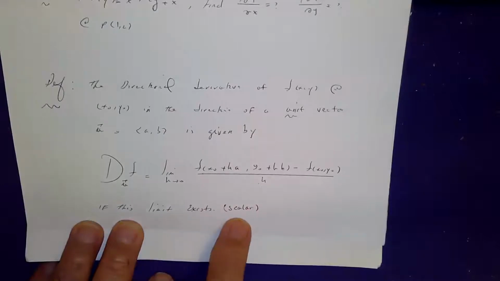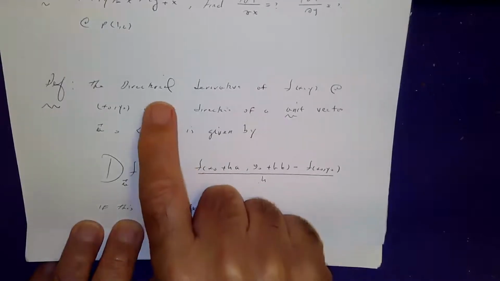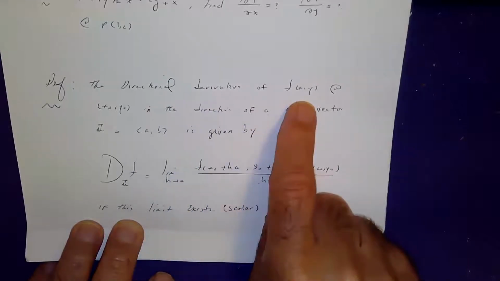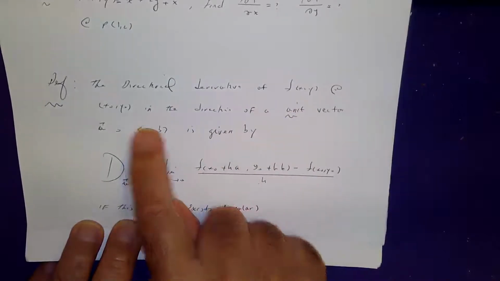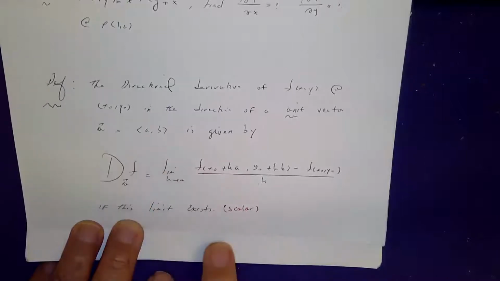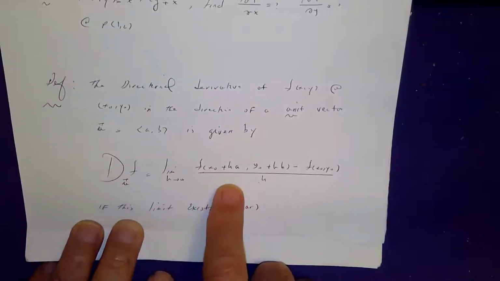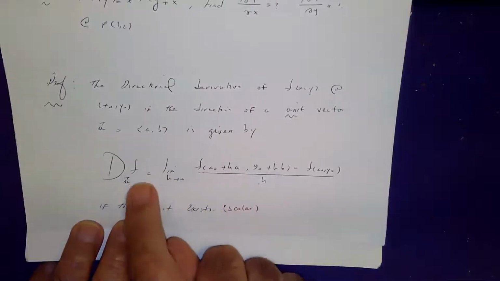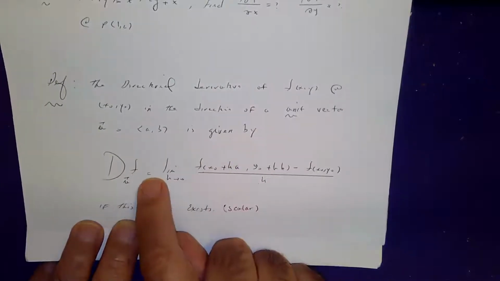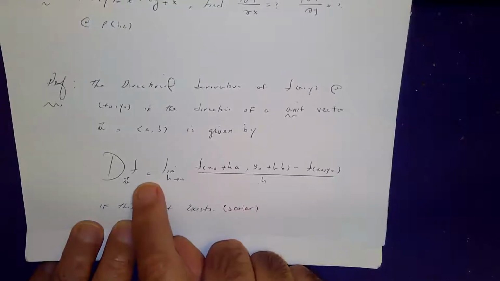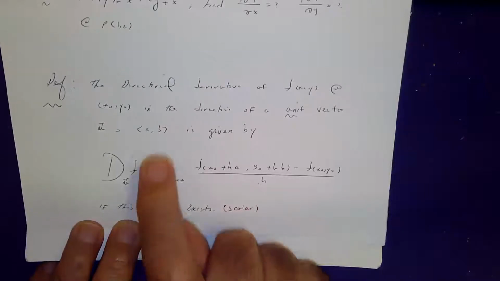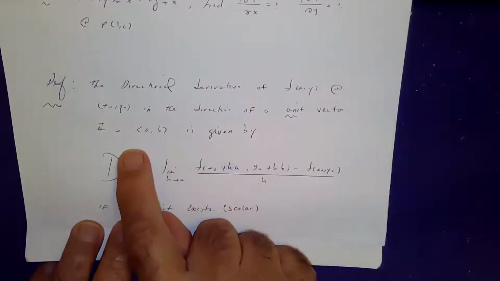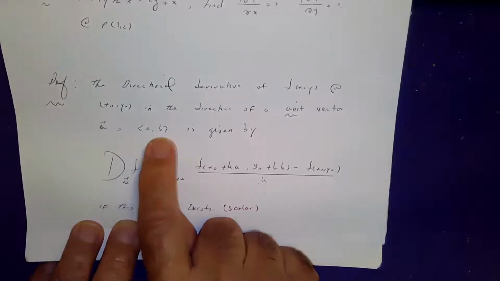If this limit exists, then you have obtained the directional derivative of this function at that specific point in this direction. Notice this represents the rate of change. Therefore, the answer is a number. It's not a vector; you always get a number. In other words, this quantity tells you how fast the surface is changing at any specific point in a given direction.